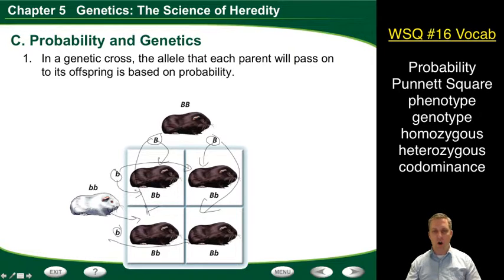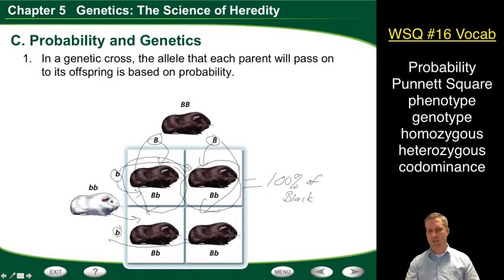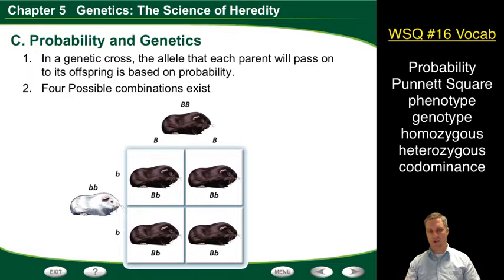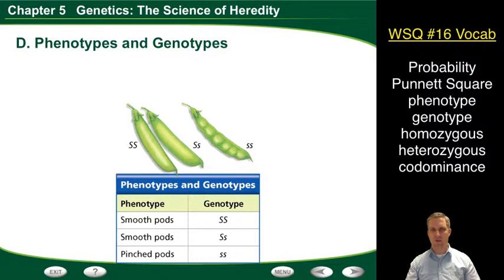So the only possible choice in this one, if we had a purebred black guinea pig and a purebred white guinea pig, is a 100% chance of having black furred offspring. There's no chance of them having a white guinea pig offspring because the dad is passing dominant traits down to the offspring. Those 4 possible combinations exist, and it depends upon the traits of the parents or the generations that are being crossed to know that.